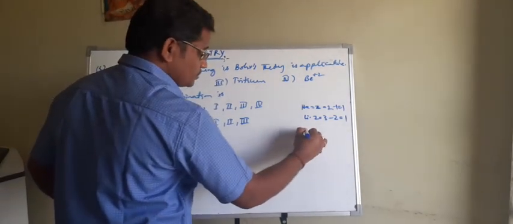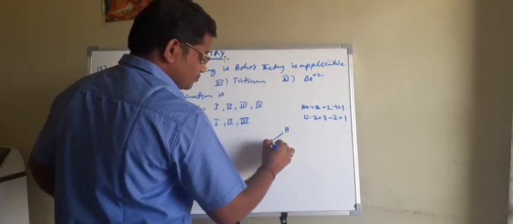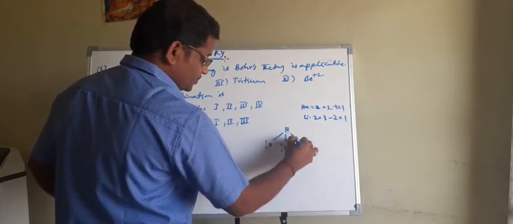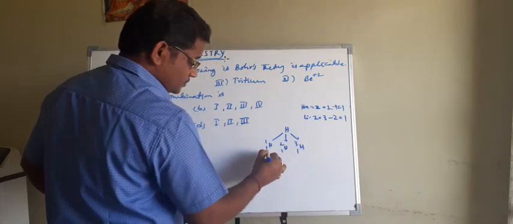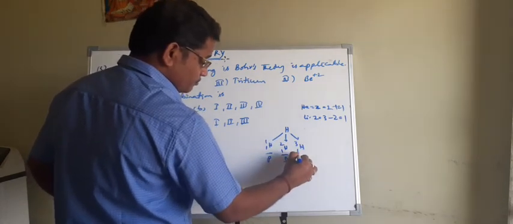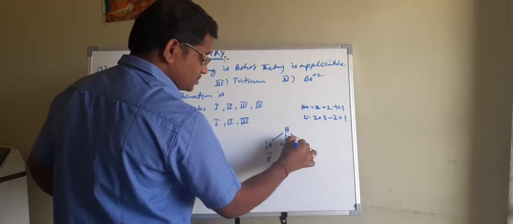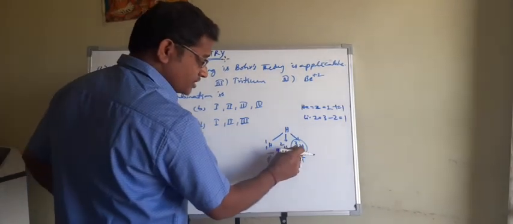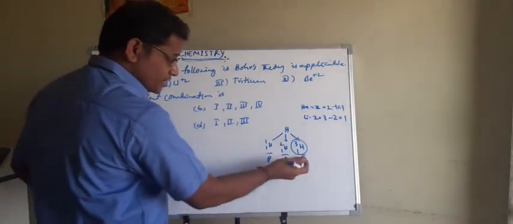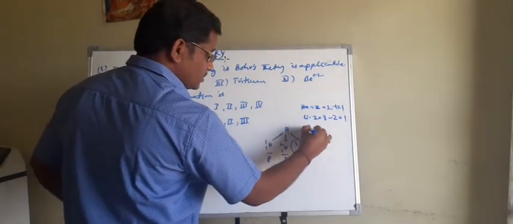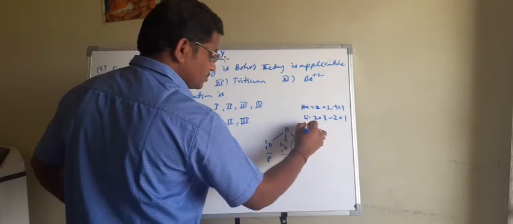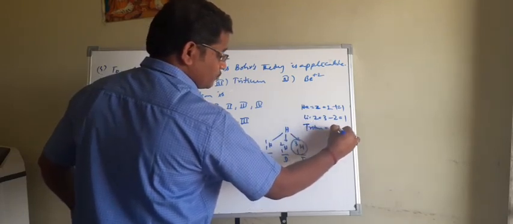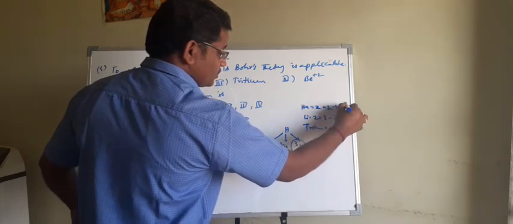Tritium: hydrogen has 3 isotopes: protium, deuterium, tritium. Tritium is also a hydrogen isotope. Hydrogen contains 1 electron, and all of protium, deuterium and tritium contain 1 electron. So tritium also has 1 electron. These are all single-electron species.